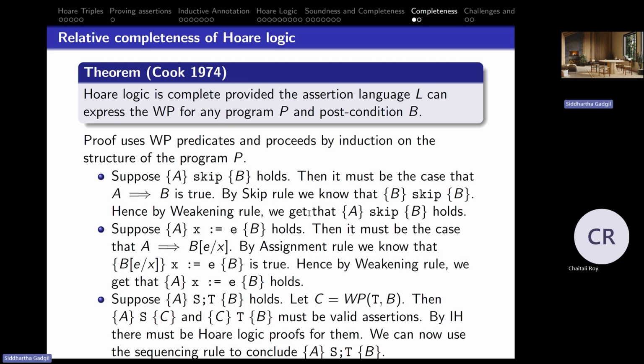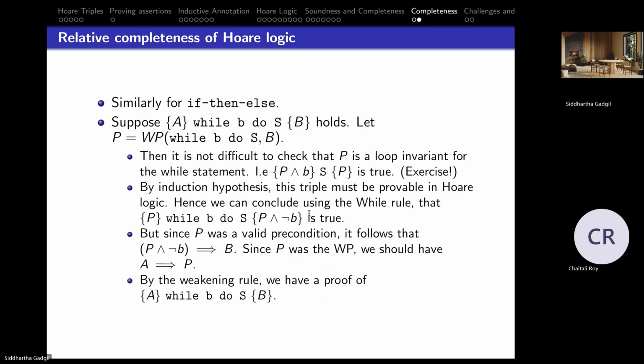And then similarly, the only tricky case is the while condition. And the key thing here is to observe, this is where the assumption also comes in for the weakest precondition. If you take the weakest precondition of this while loop with respect to B, then that is also a valid loop invariant for this program. And therefore, inductively, you know that there is a proof of this in Hoare logic, and now you can use the Hoare while loop rule to conclude. It's not a very difficult proof.